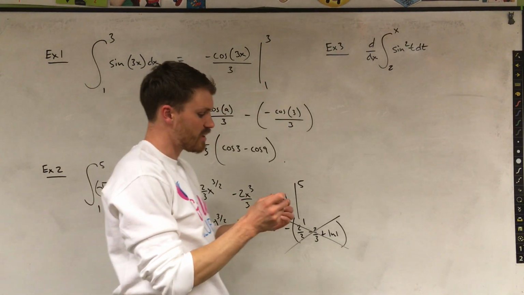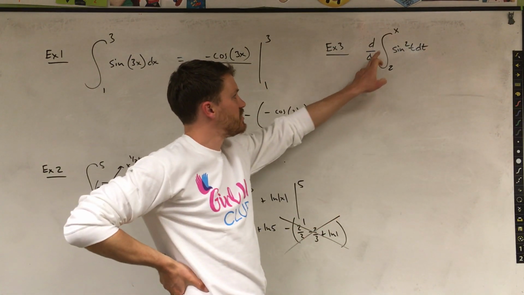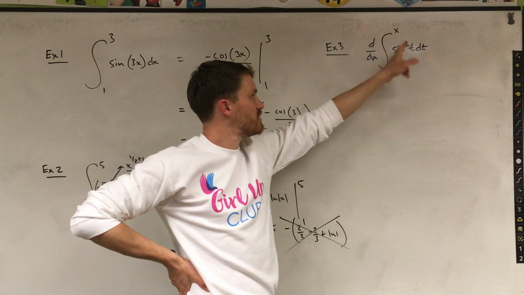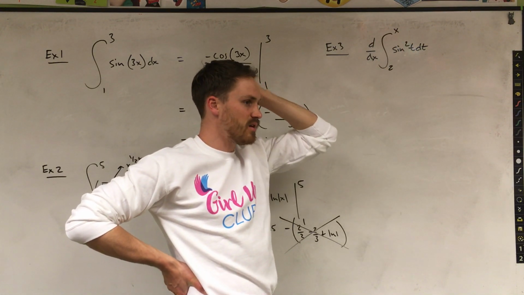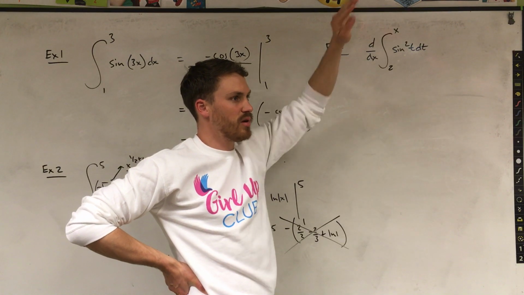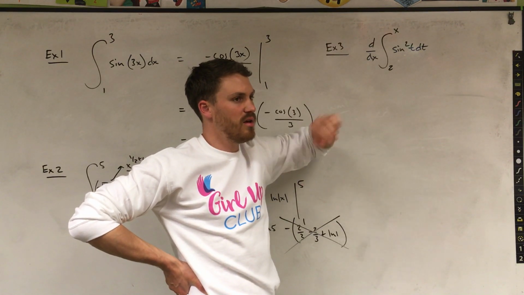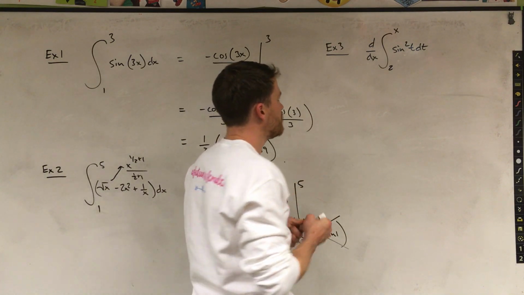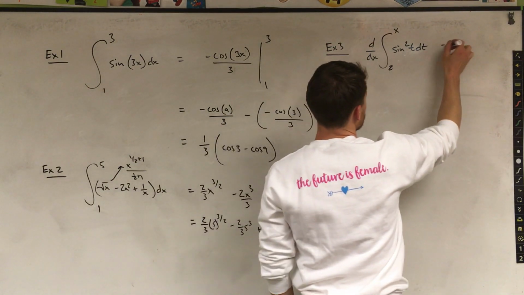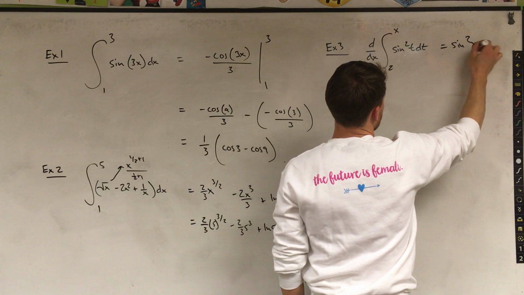Well, basically what the second fundamental theorem says is that if you take the rate of change of an area function, you just get the function you're finding the area underneath, which actually makes a lot of sense when you think about it. If a function's going up quickly, your area is going to increase quickly. If your function's negative, your area is going to decrease. So it makes a lot of sense. And basically what we know is this just becomes sine squared of x.